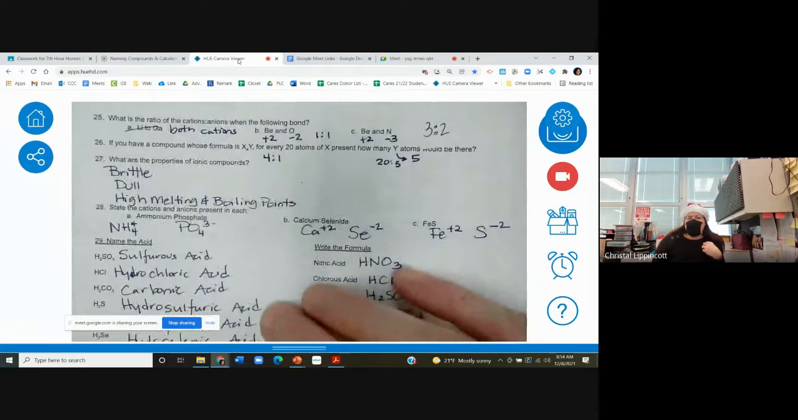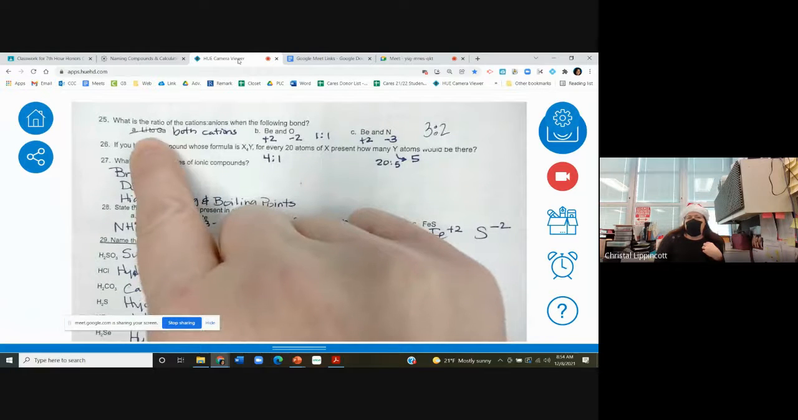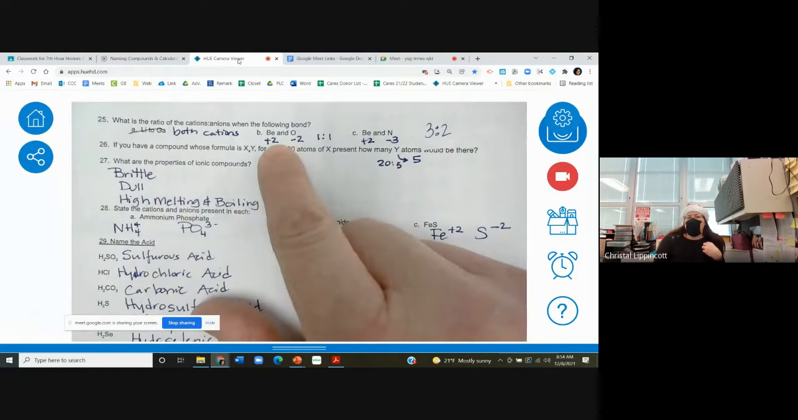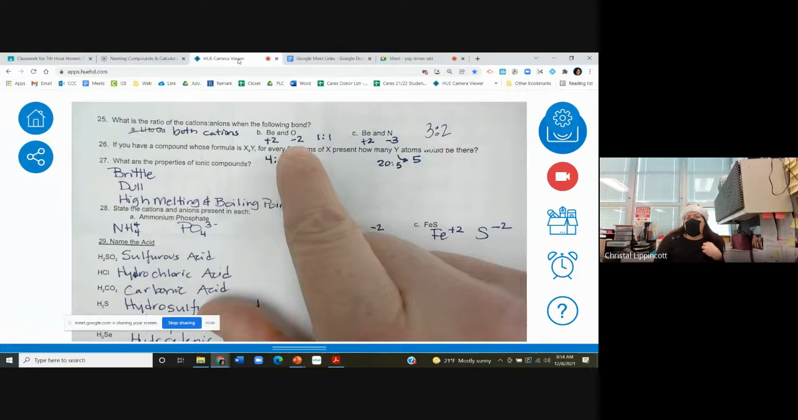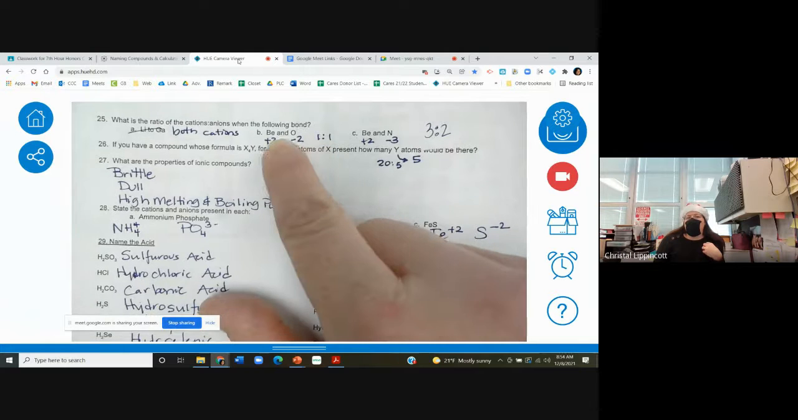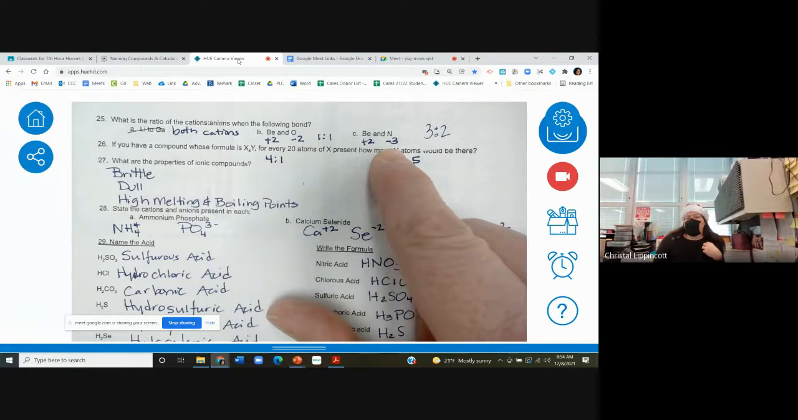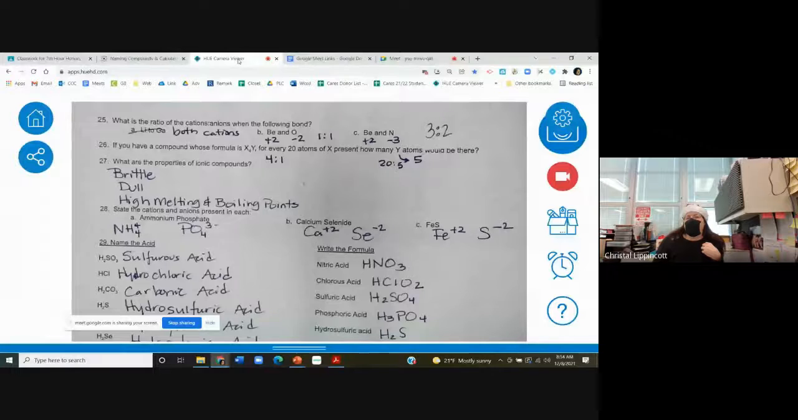The ratio of the cations to anions, well, this was both cations, so you couldn't do a ratio there. This one was a +2 and a -2, so you would have this in a 1-to-1 arrangement. Beryllium is a +2, nitrogen is a -3, so you're going to need 3 of these for every 2 of these. So that's where we got that.